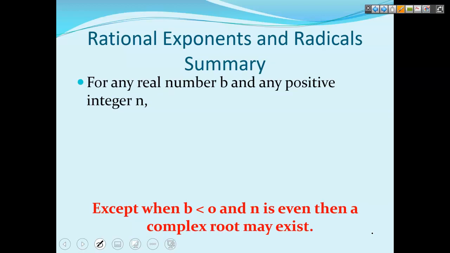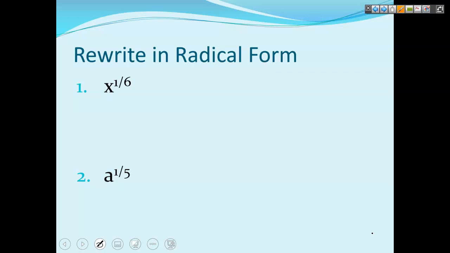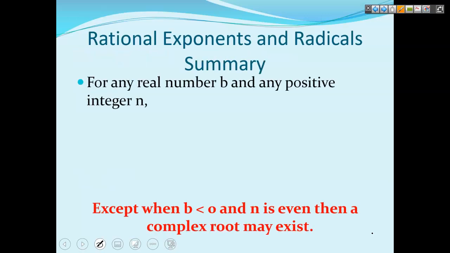A rational and radical exponent summary. For any real number b and any positive integer n, we can say that b to the 1 over n is equal to the nth root of b.